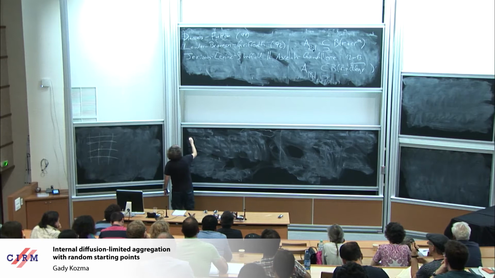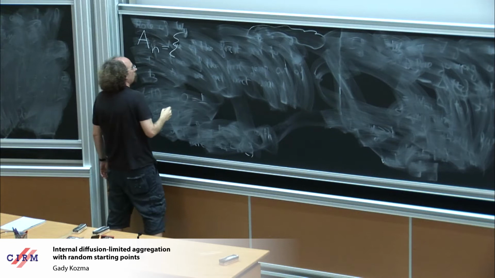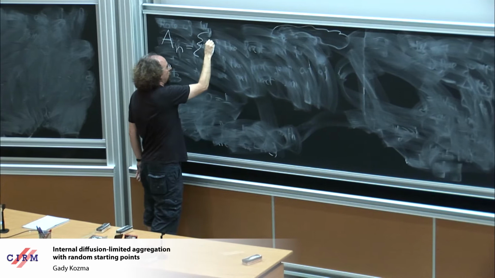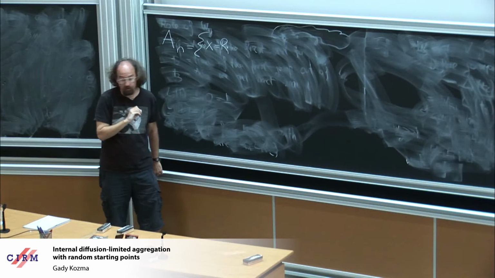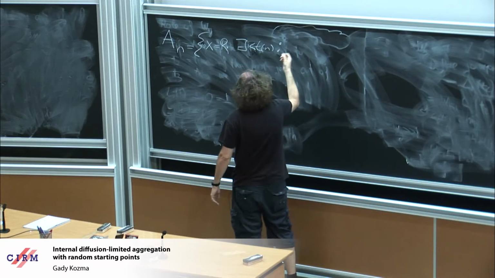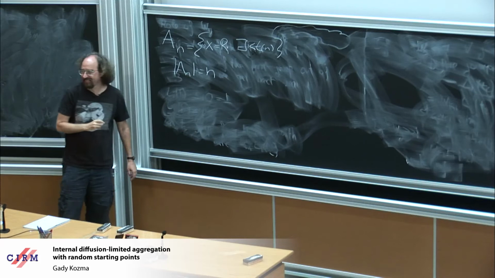Let me denote it like this. So A_T, now that would be a confusing notation. Okay, A_n is the collection of all elements which are visited by the walk up to time T(n), and T(n) is just the time where this set has size n. So T(n) is defined by |A| equal to n. Okay, is that clear?